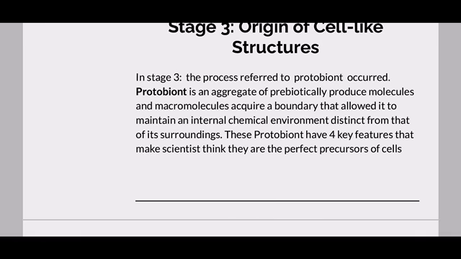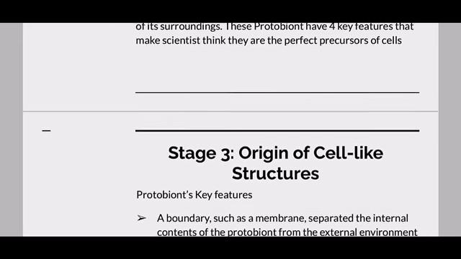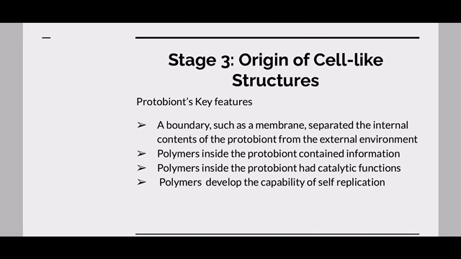They have 4 key features that make scientists think they're the perfect precursors of cells. Those 4 features are a boundary, which we just discussed; the polymers inside the boundary of the protobiont contain information; they have catalytic functions; and they have the capability of self-replication. And just think back a little bit to what we know about the cell. It's starting to sound a lot like the cell we know. Obviously, a much more simplified version.